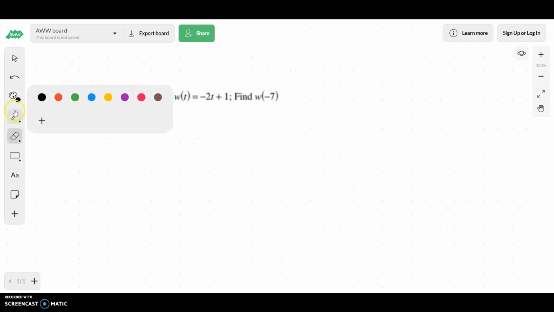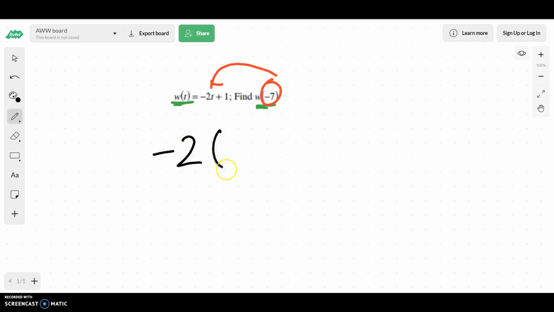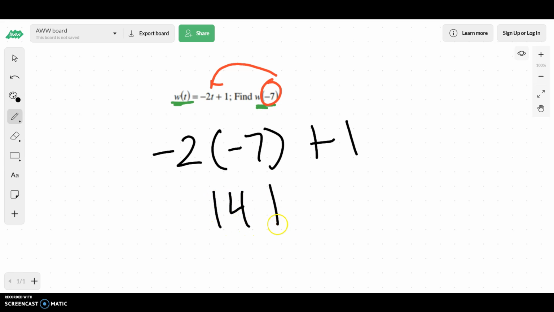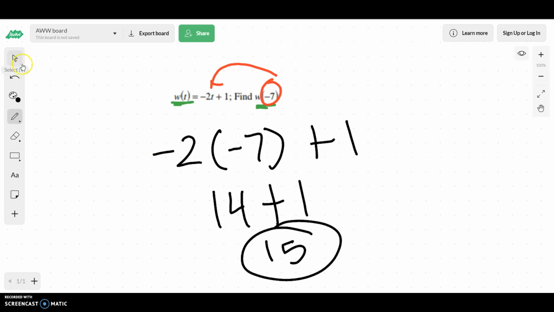For number 2, if you remember from before, this just means this is a function, and w of negative 7 means they would like you to plug in negative 7 into their function. So what I would get would be negative 2 times negative 7 plus 1, meaning I'd have 14 plus 1, or that answer would be 15. That would be how you do number 2.